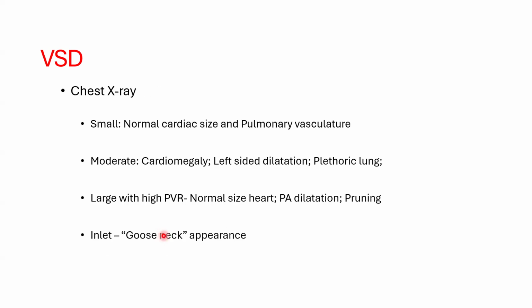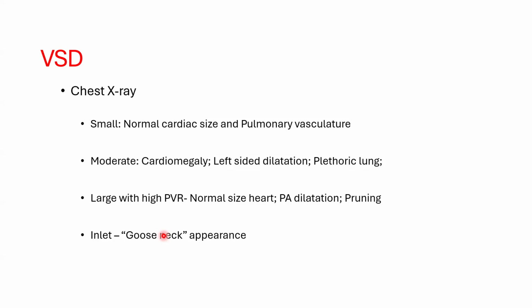Chest X-ray findings also depend on the size of the VSD. So you may have a normal cardiac size with normal cardiac silhouette, or you may have a cardiomegaly with left-sided dilatation. So you may have LA dilatation on X-ray, which will show us either the splaying of the carina or the prominence of the left cardiac border around the left atrial appendage. And then you may have plethoric lung fields as well. But as the VSD gets bigger with increasing pulmonary vascular resistance, then in addition, you may have pulmonary artery dilatation with pruning of the pulmonary artery vessels.